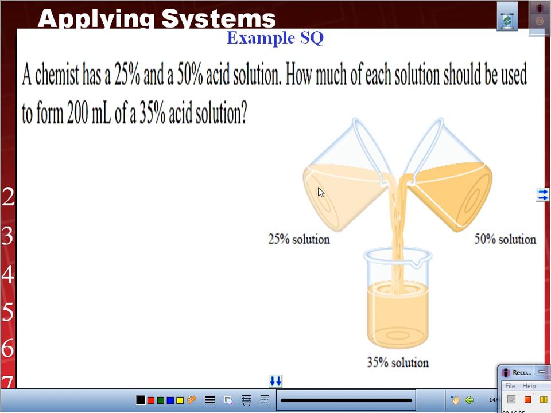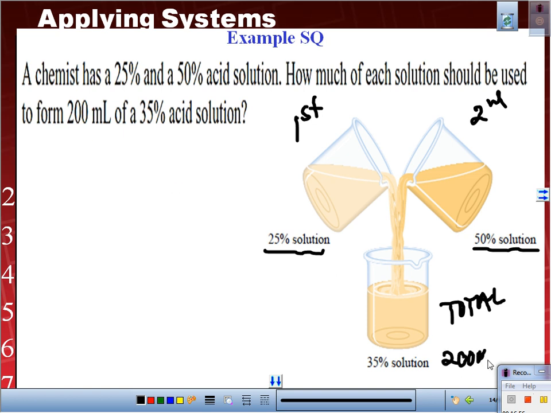By the way, what are these called? Beakers? Okay, so what would I label this one? This is my first mixture, is that correct? This would be my second. And the first one is 25%, the second one is 50%. So what do I label this one? Total. And the total is 35%, but it's also how many milliliters? 200 ml. Okay, so with that information, see if you can set up the table without looking at your notes. Try and do it as much as you can without looking at the notes. Ready? Go.